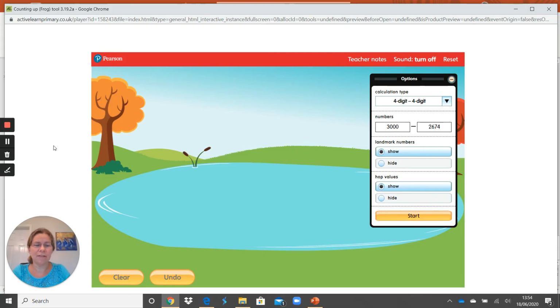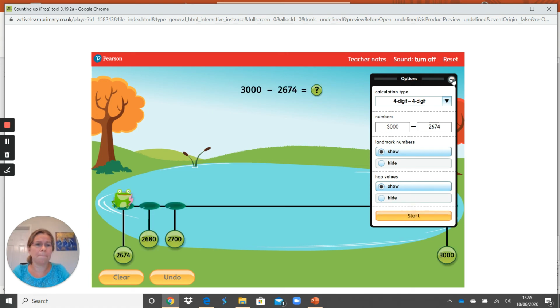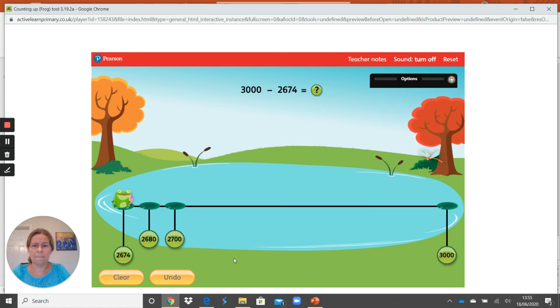Okay, so let's have a look at this same sum done through frog method. Frog starts at 2,674, and on the other side, on the right, you write 3,000 on your number line. His first jump is going to round up to the next 10, or if you're able to, you can jump straight to the next 100, but he's going to take smaller steps.